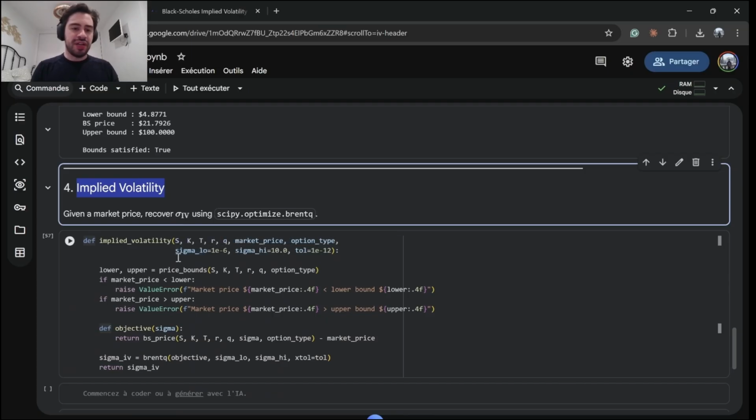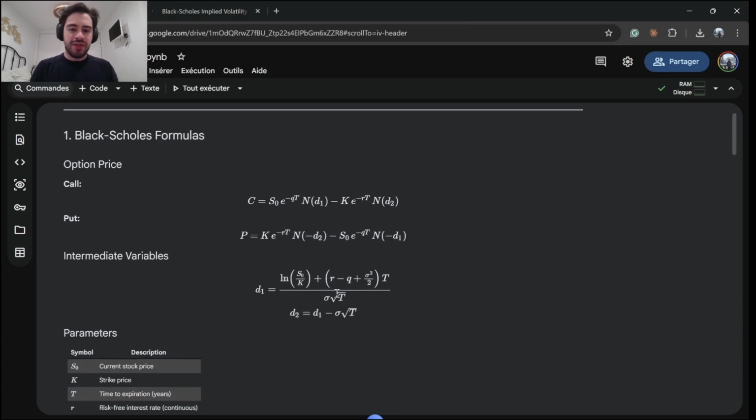And how is it calculated? Well, you have the Black-Scholes function, you see, and you use a solver to get this, because you already have the price, you have the market price.